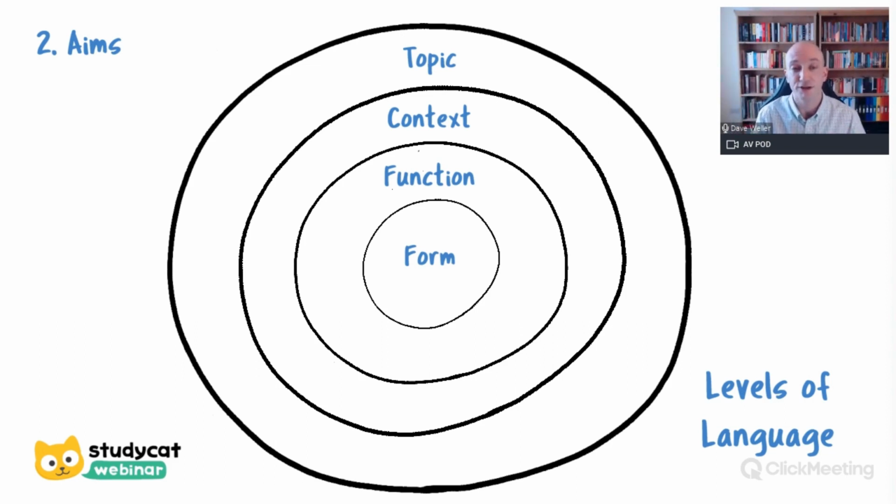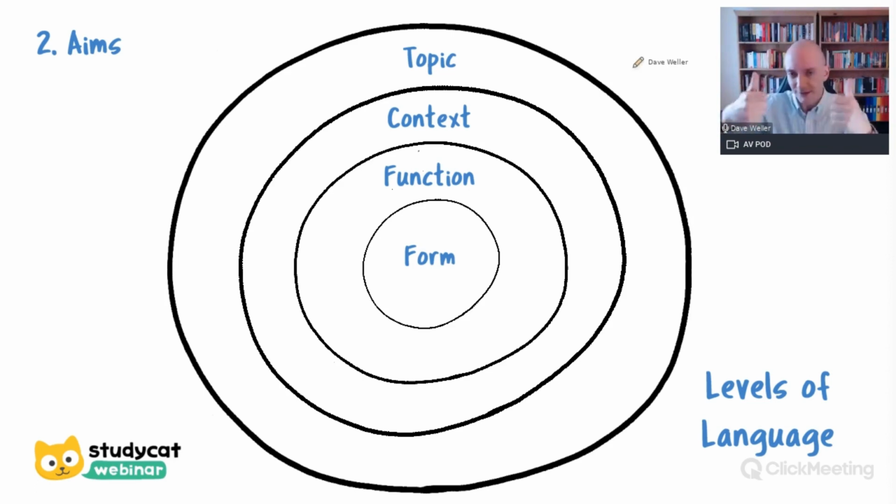Then we have the function. This is the why, or the why we're speaking. If we didn't have a why, we'd all just stand here and not communicate. Today, my why is delivering training to you guys. Other whys could be making suggestions, making a complaint, building rapport, requesting help, making a reservation. All these are the reason behind the communication. And lastly, we have the form, which is what the language looks like or sounds like. This is the grammar, the phonology or the pronunciation, the lexis or the vocabulary that you're concentrating on in this lesson.